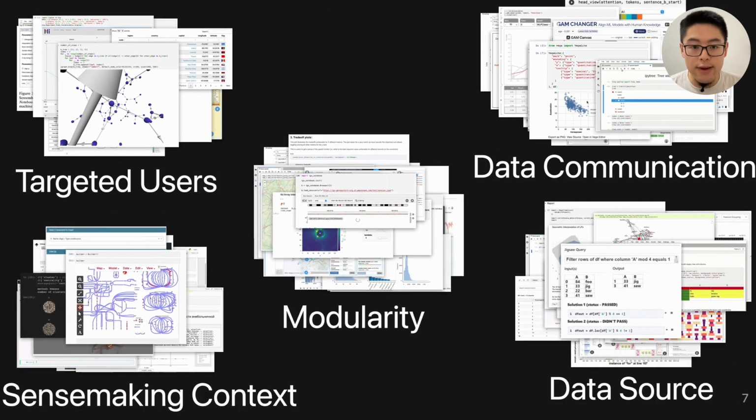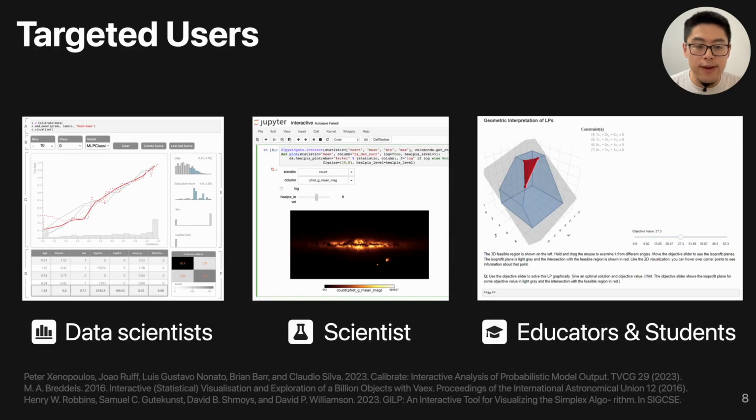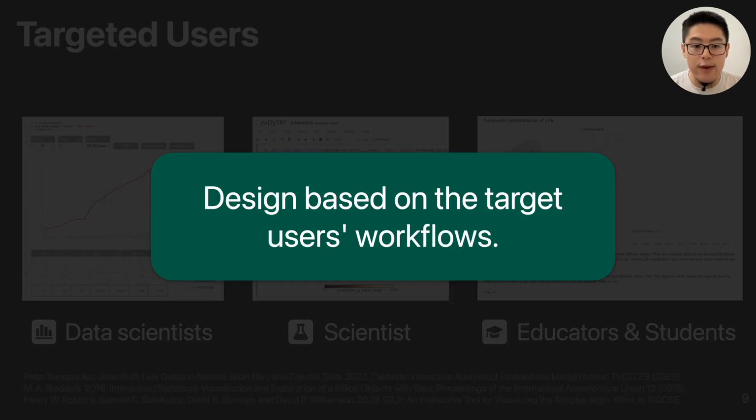We present an organizational framework to characterize those tools based on target users, data communication, modularity, sense-making context, and data source. To begin, we talk about the targeted users. Most tools targeted data scientists, but also many targeted scientists like biologists and physicists. We're also seeing an increasing number of tools that target educators and students. I've seen professors and other teachers make assignments using those interactive visualizations. The one takeaway is we should design visualization tools based on targeted users' workflows.